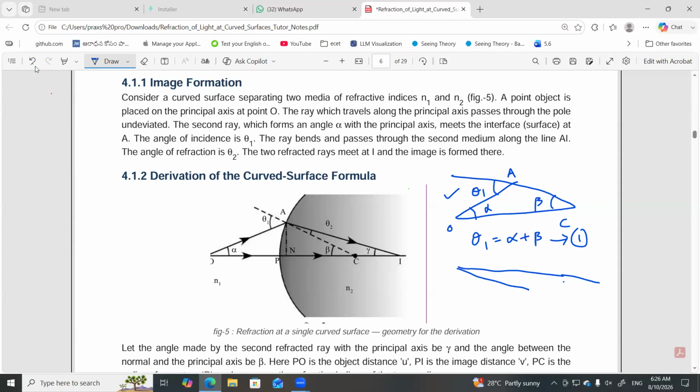Now look at another triangle. This triangle I am calling ACI. Beta is the exterior angle here. I said it wrong before. And theta 2 and gamma are the interior angles. We all know that the exterior angle is equal to the sum of the opposite interior angles. This is the second. So today you just learn these two diagrams by heart. These two diagrams I got from this picture only. Learn them by heart now itself.